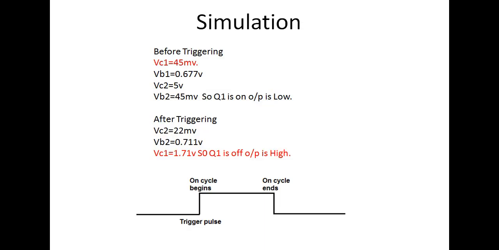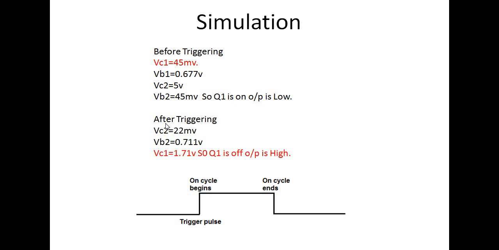Now going back to our discussion, before triggering, the output of transistor Q1 is approximately 0. 45 millivolts means approximately 0. At the base, we have seen just now, the base voltage is 0.67, right? At the other transistor which is in cutoff state, output is 5 volts and base voltage is 45 millivolts. So Q1 is in saturation mode. That's why output is low, right? These are the values before triggering. We have seen before triggering output is low.